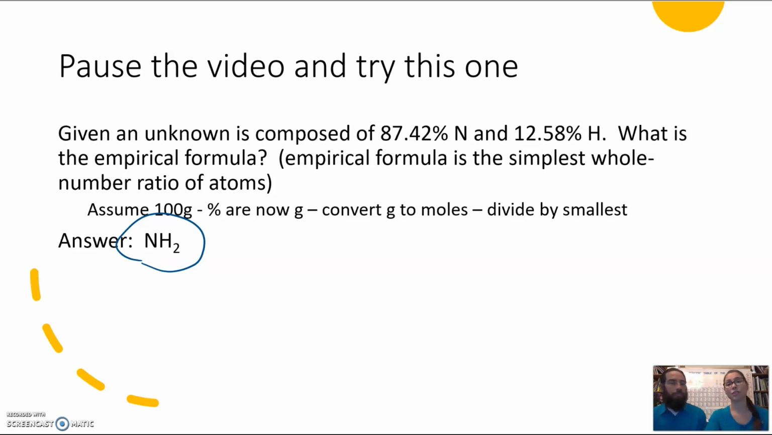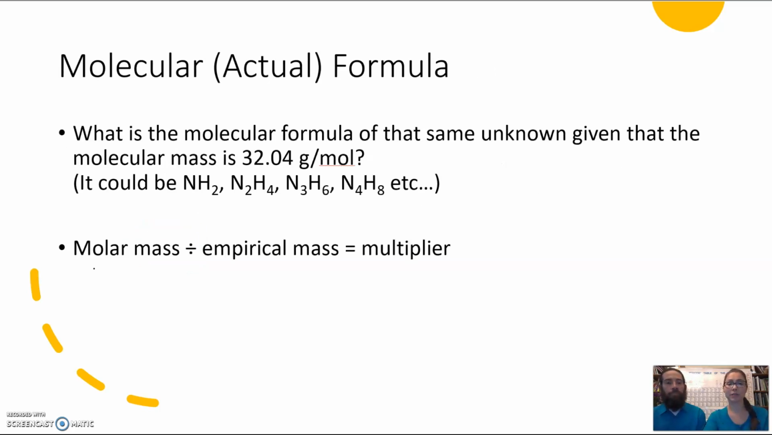But sometimes you need to find the actual formula. So when we have an empirical formula of NH2, the real formula might be any multiple of those. So it might be N2H4 or N3H6, etc. So if the question asks for the actual formula or the molecular formula, you need one more piece of information, and the problem will provide that. So it will provide you with the entire molar mass. You calculate the empirical formula, and from there you have to figure out what the molecular formula is.